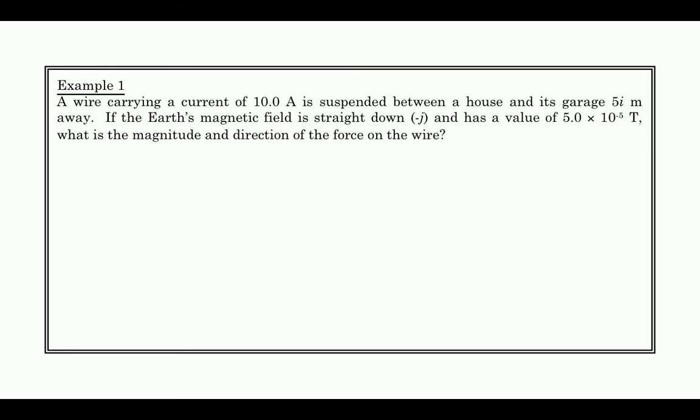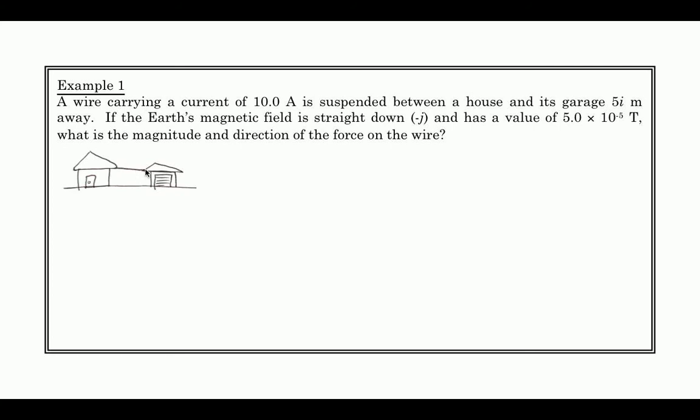Here's an example. A wire is carrying a current of 10 amps and is suspended between a house and its garage 5 meters away, in the i-hat direction. If the Earth's magnetic field in this region happens to be straight down, so in the negative j-hat direction, and has a value of 5.0 times 10 to the minus 5 Tesla, what's the magnitude and direction of the force on the wire?